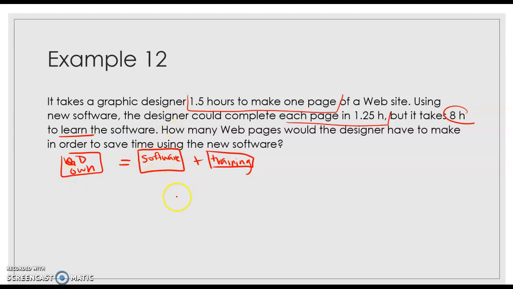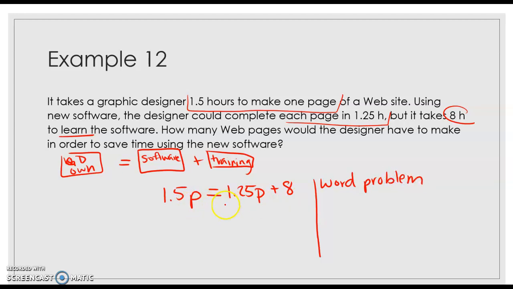I'm going to use P for my variable this time. So the graphic designer takes 1.5 hours per page. That's what P is for, my page. And we want to know when that equals the 1.25 hours per page plus the 8-hour training. So that equation was given to us through the word problem. And now I just have to solve.